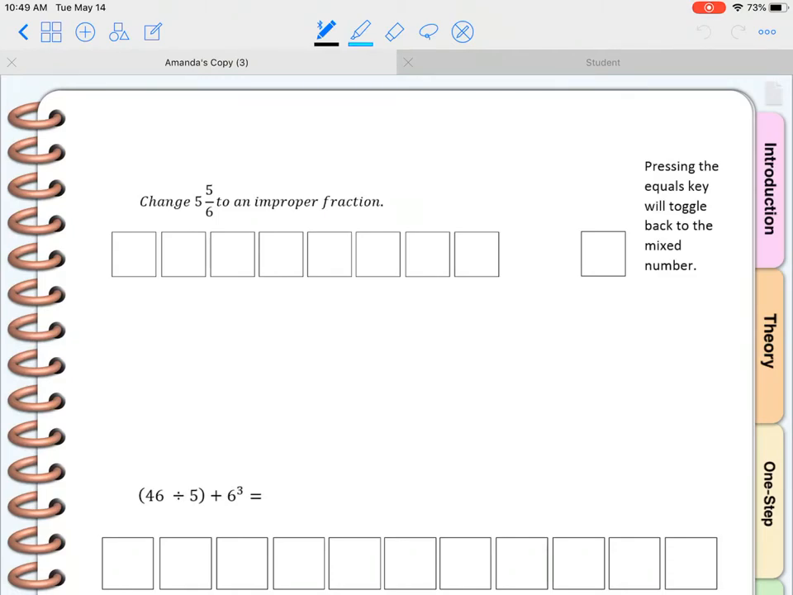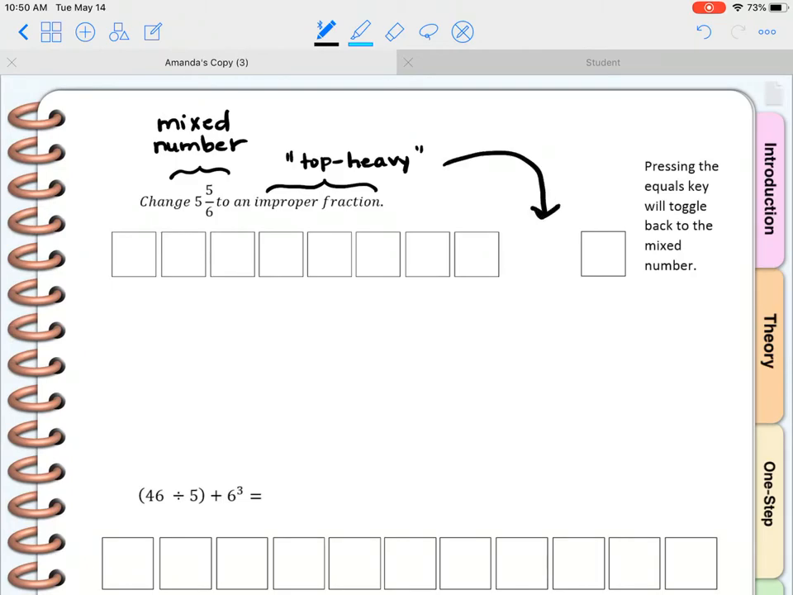So the instruction is to change 5 and 5/6 to an improper fraction. And I need to tell you that 5 and 5/6 is called a mixed number because you have a whole number and you also have a fraction. So we're changing a mixed number to an improper fraction. And an improper fraction is what I always thought of as top heavy, where the numerator, the top number, is bigger than the bottom. And you'll see that when I get to this point. You're going to see that top heaviness there.